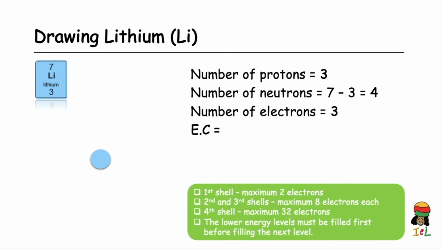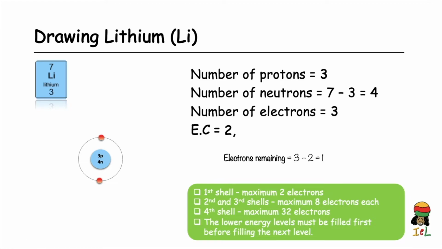Now it's time to draw the lithium atom. First, we draw the circle that represents the nucleus, then we record the number of protons and neutrons in it. Lithium has 3 protons, 3p, and 4 neutrons, 4n. Next, we arrange the 3 electrons on shells. Therefore, we draw the first shell. The first shell holds a maximum of 2 electrons. Since 2 is less than the 3 electrons to be arranged, we can put the maximum 2 electrons on the first shell.